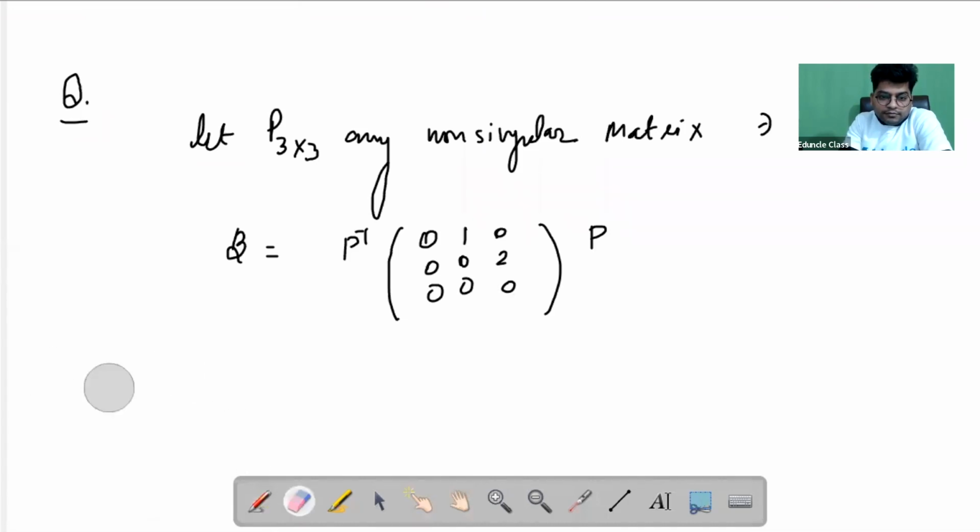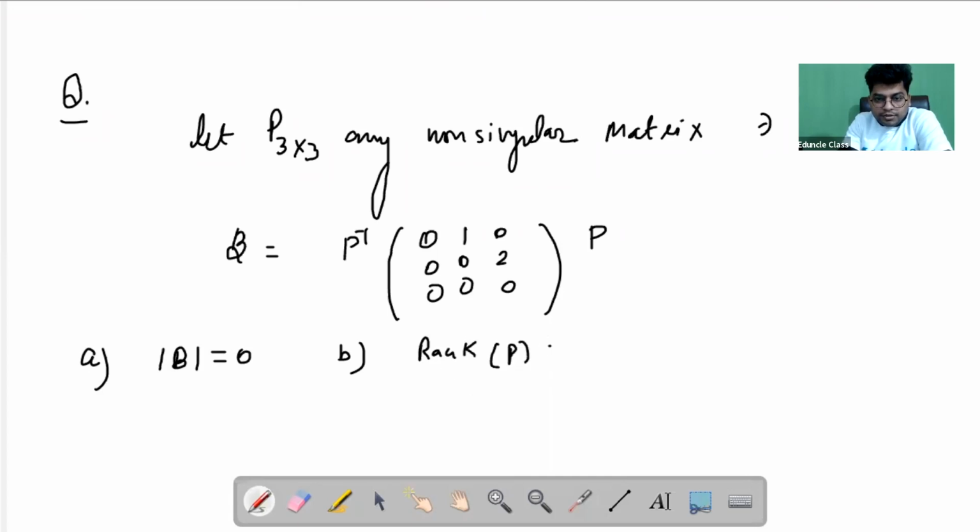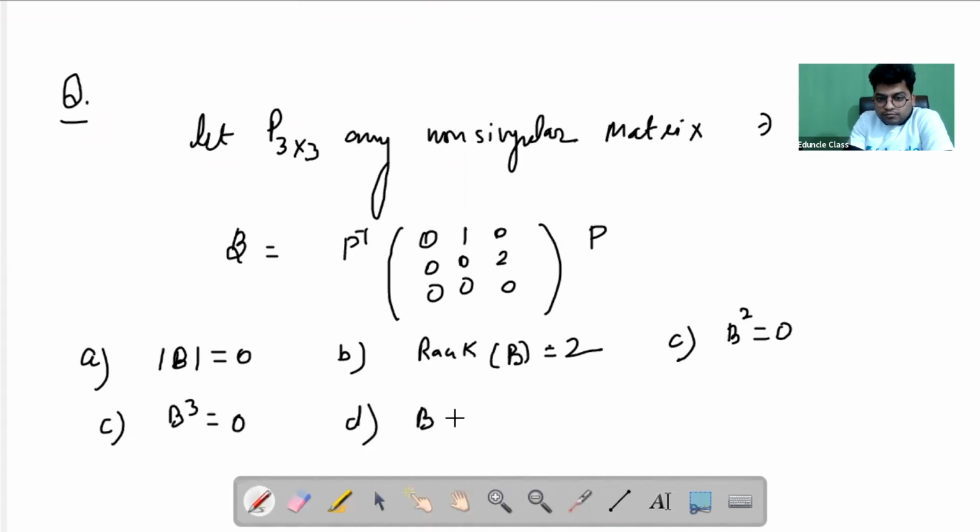Then find: number 1, determinant of B is 0, rank of B is 2, and rank of B is 2; B square is 0, B cube is 0, B is nilpotent. बताना what is the options?